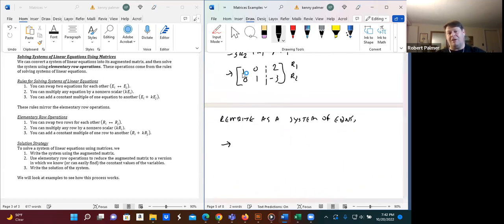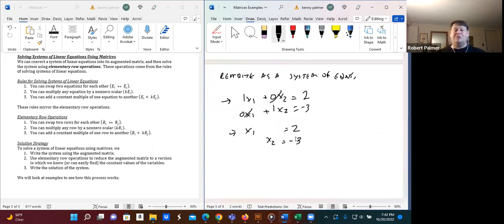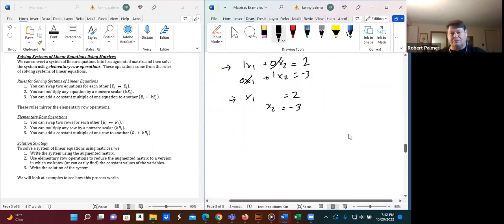And what I'm going to have then is 1x1 plus 0x2, since that's a 0 in front of x2, would be equal to 2, and 0x1 plus 1x2 is equal to -3. And of course, you notice that's 0, that goes away, that goes away. So what I have then is x1 is equal to 2, and x2 is equal to -3, and that's my solution.